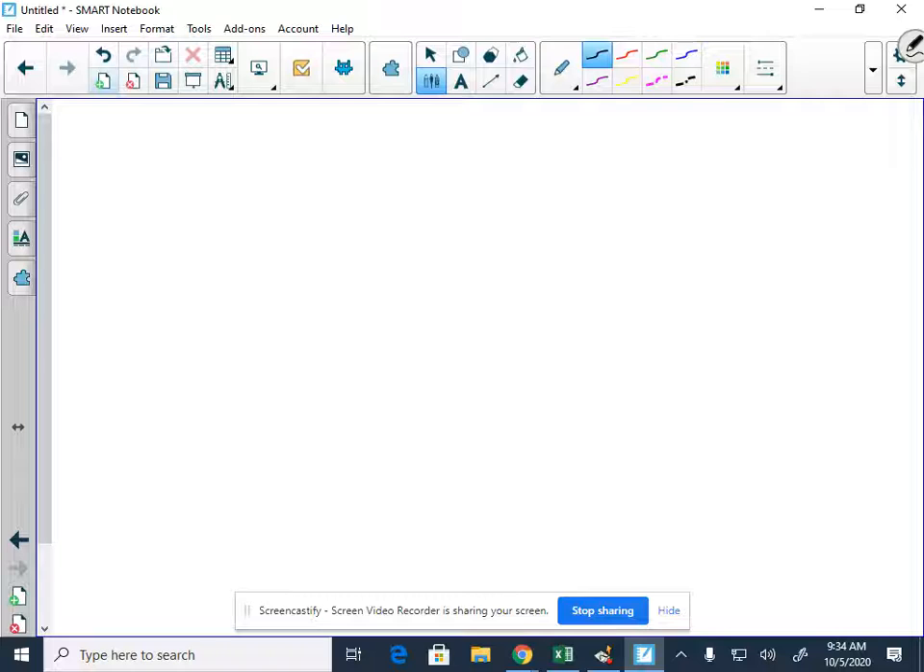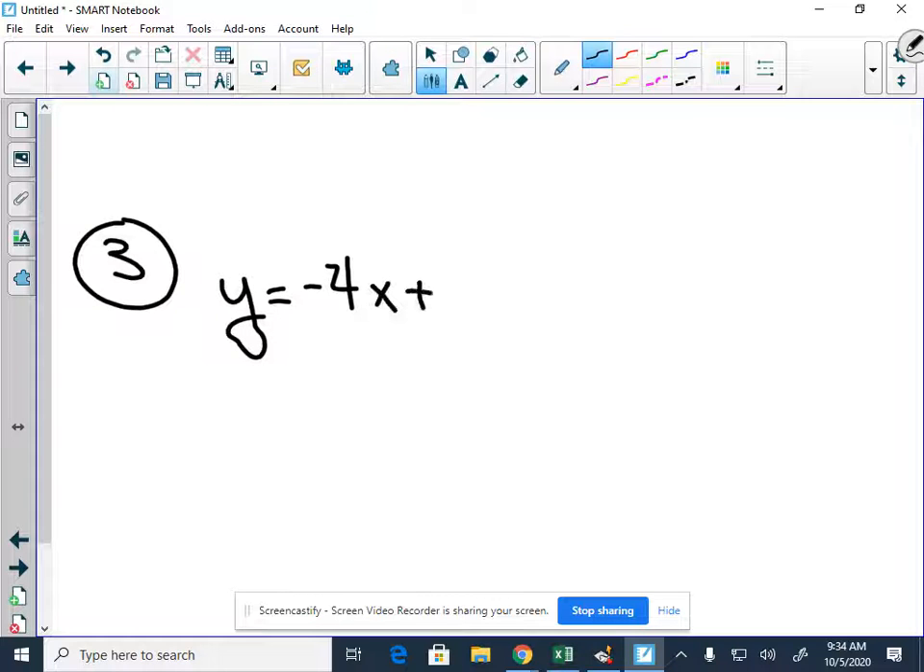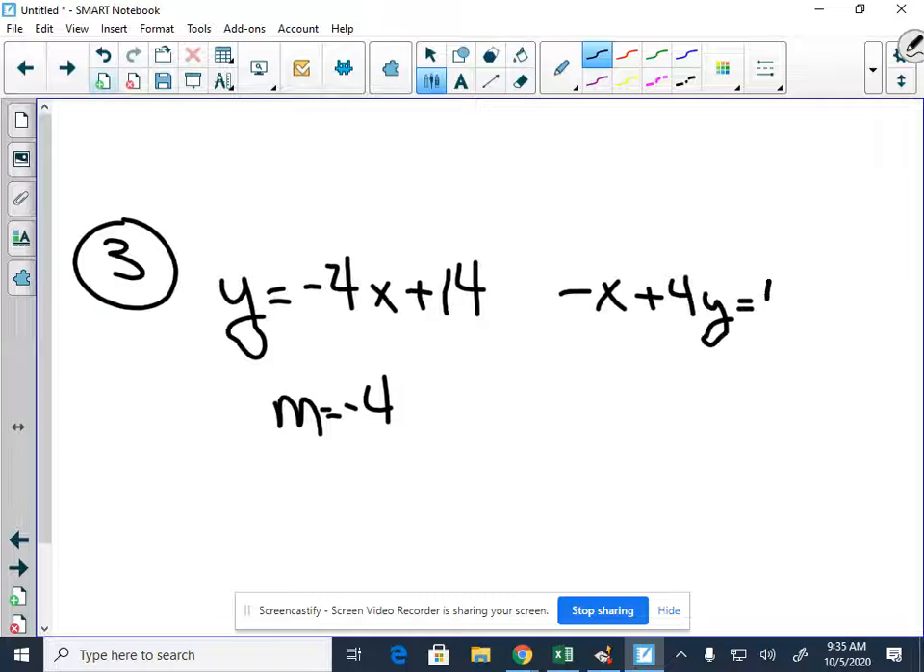So, let's try number 3. Number 3 says y equals negative 4x plus 14. So the slope is negative 4. We're looking for mx plus b. Now the other one, negative x plus 4y equals 14. We have to solve this one for y.